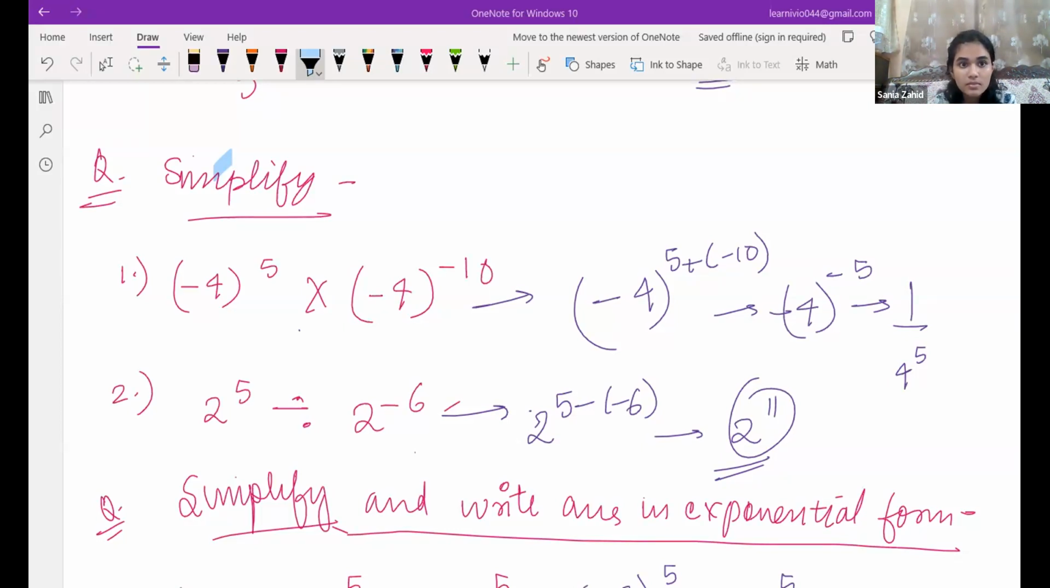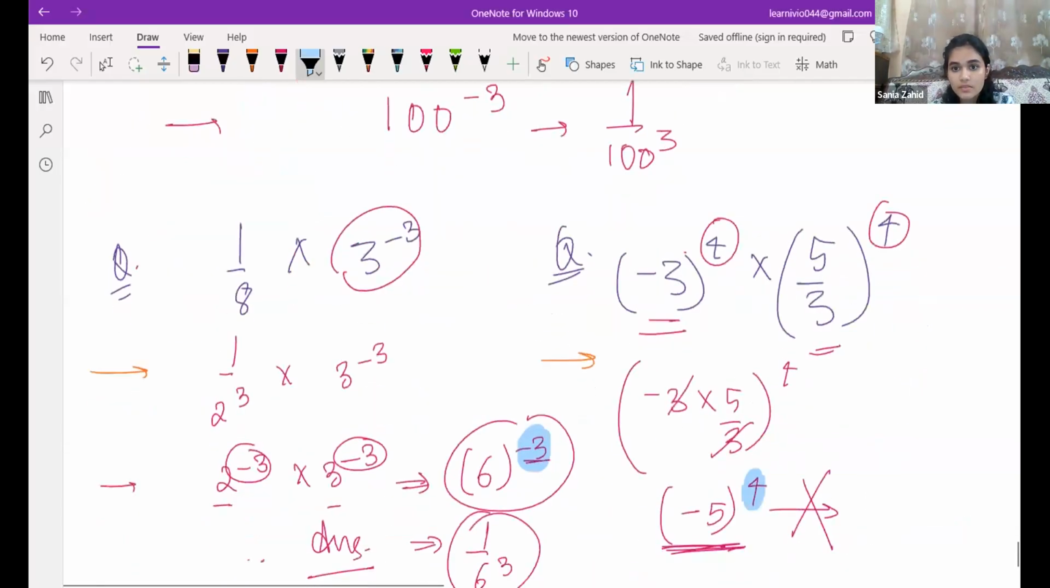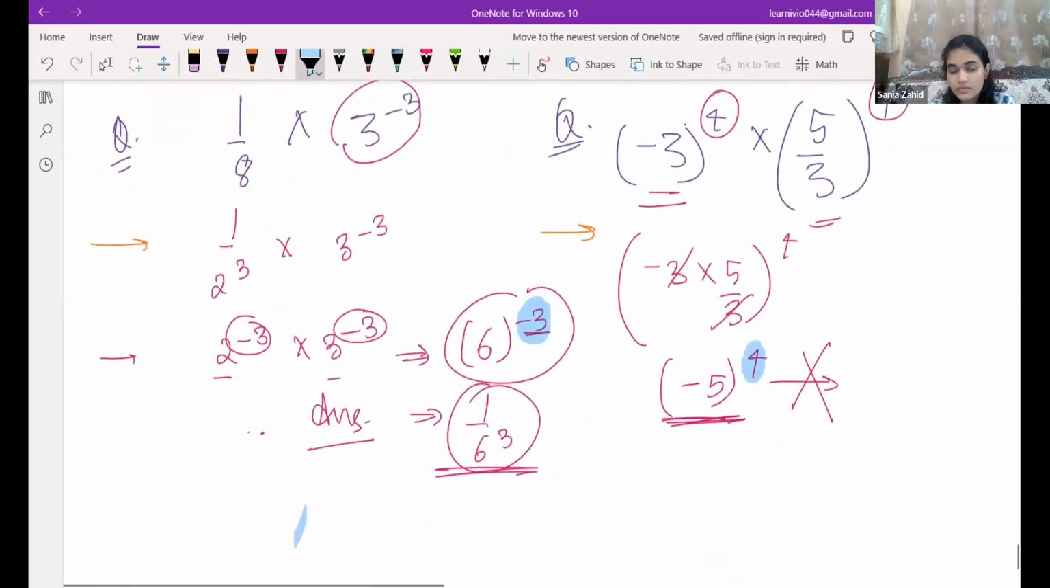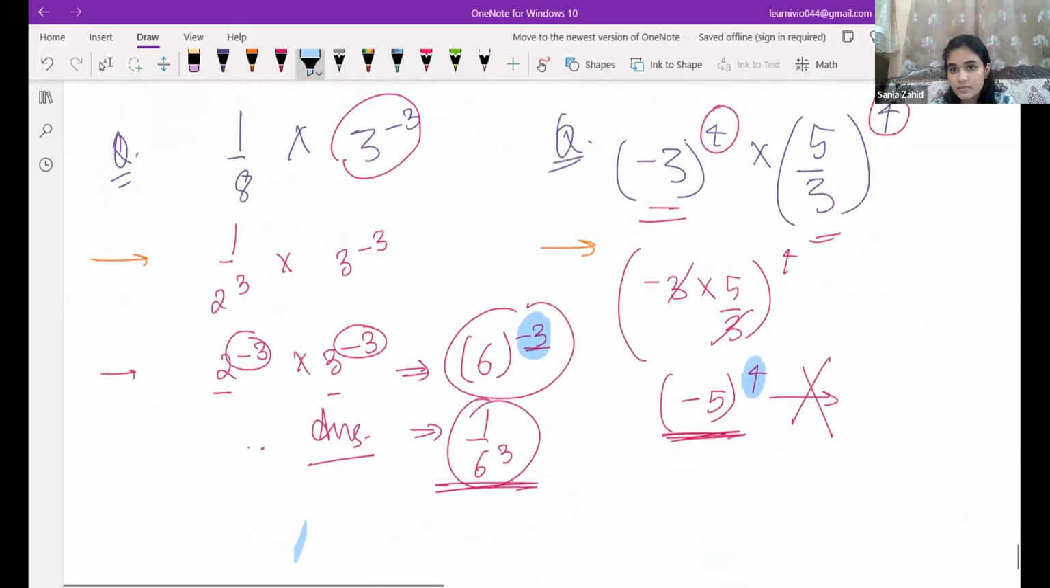Ma'am, in this last question only, 1 by 8 into 3 whole raised to minus 3, the last one, that we did just now. Can't we write as 8 into 3 raised to minus 3? No, it's 1 by 8, right? So how can you write 8?